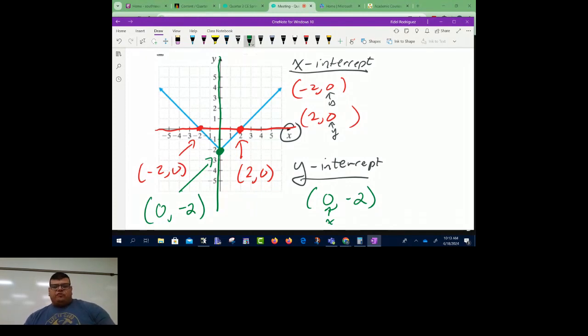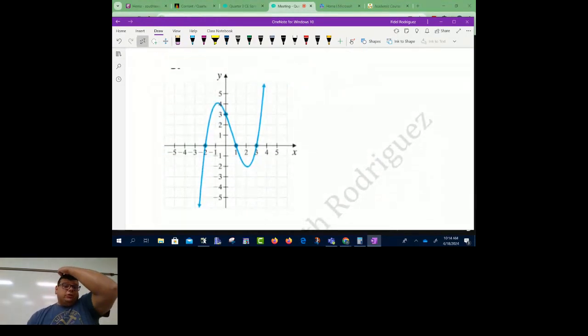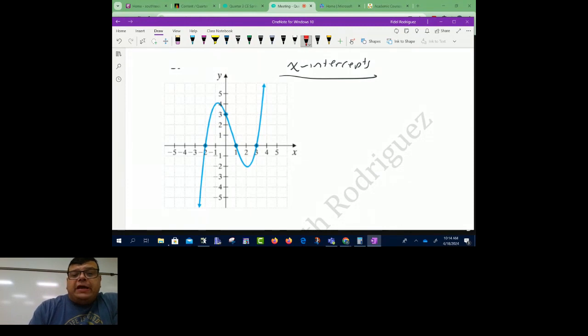Okay, y'all, I'm going to scroll down a little bit more, okay? And let's take a look at this one. Let's see if we can find our x-intercepts. Okay. Y'all, for my x-intercepts, it looks like we have 3 of them, right? So look, I'm going to go 1, 2, 3.